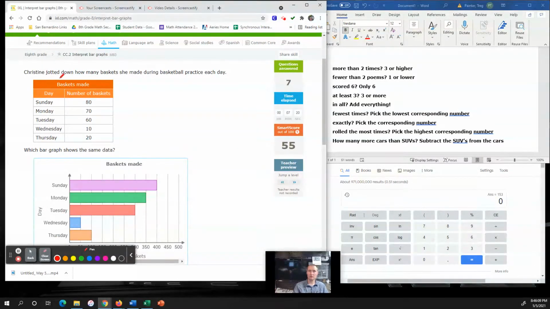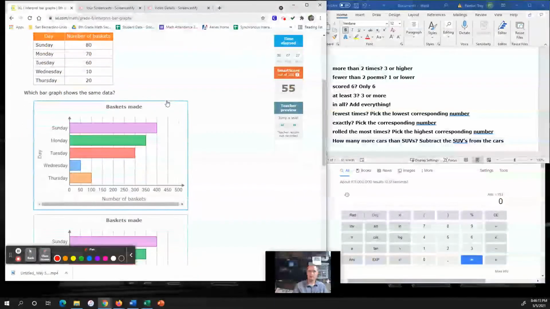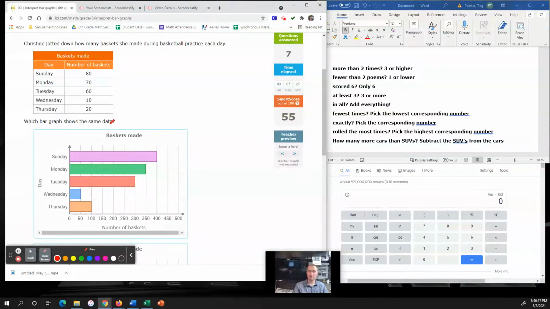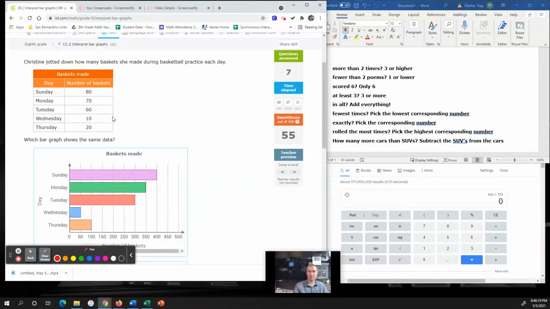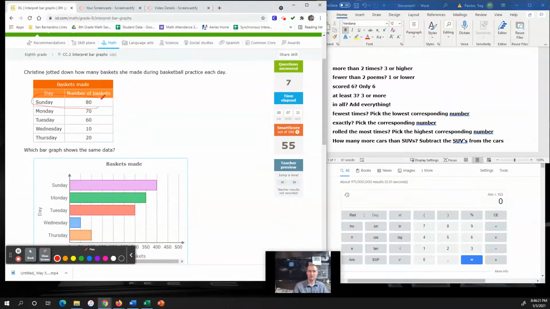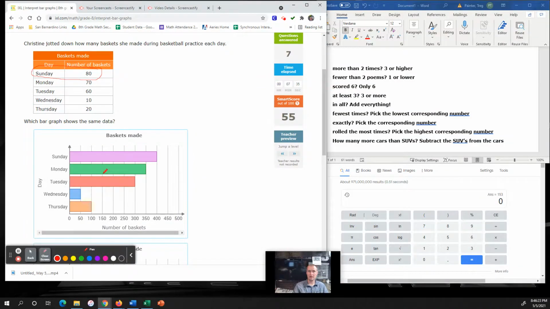All right, Christine jotted down how many baskets she made during basketball practice each day. Which bar graph shows the same data? Nice. All right, start with Sunday. So Sunday should be 80. So Sunday over, on that one I got 400.